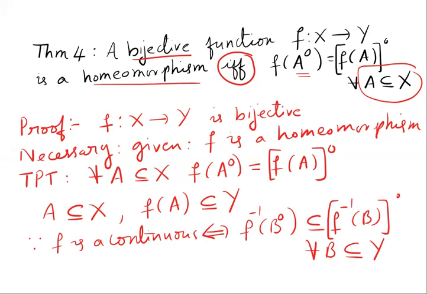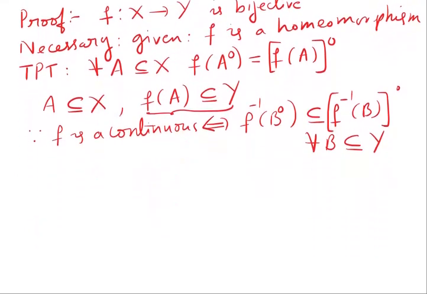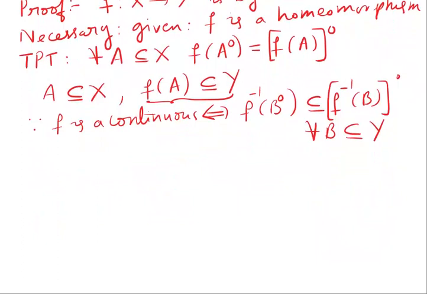Now what do we do? We have a subset, this f of A, a subset of Y. Now in this, we are going to replace B by f of A. So wherever B is there, we are going to put f of A, right?